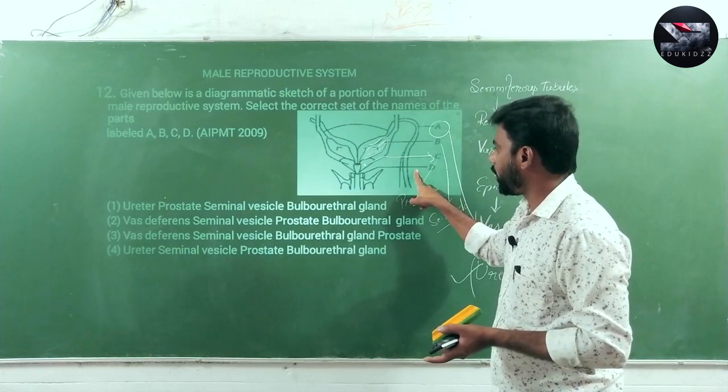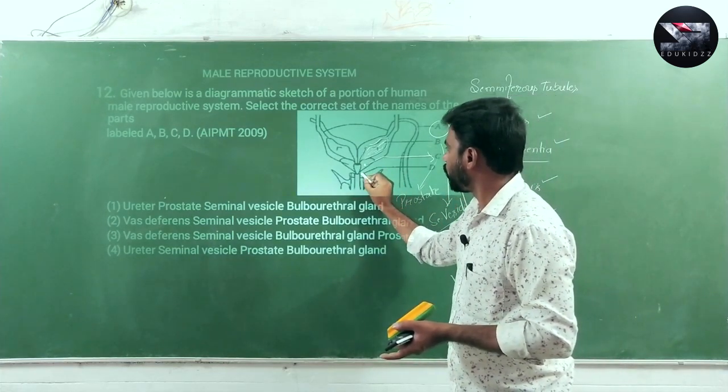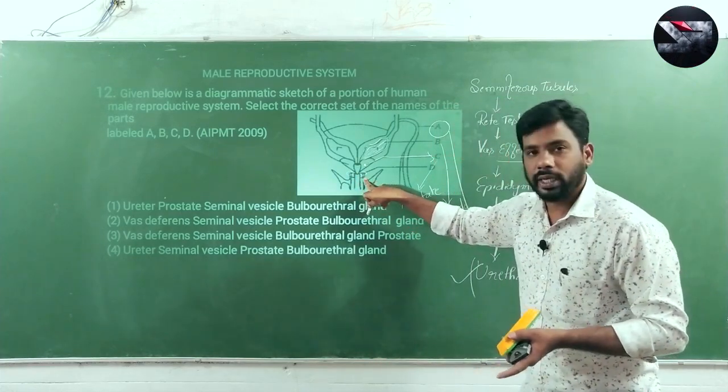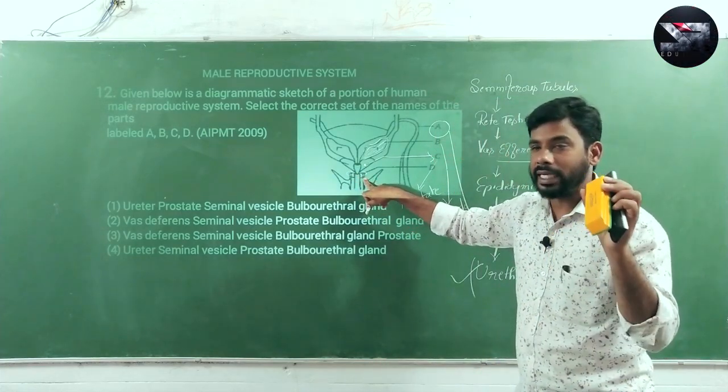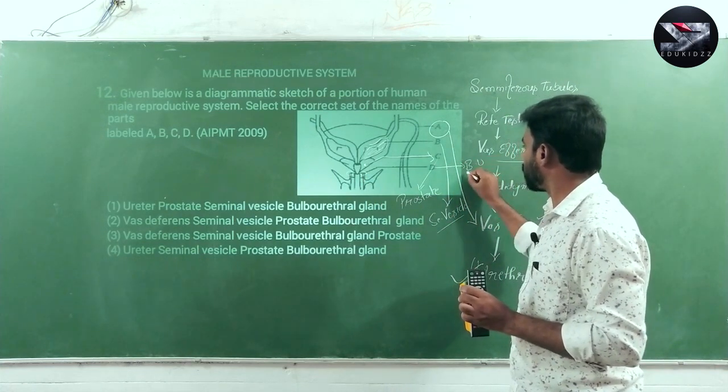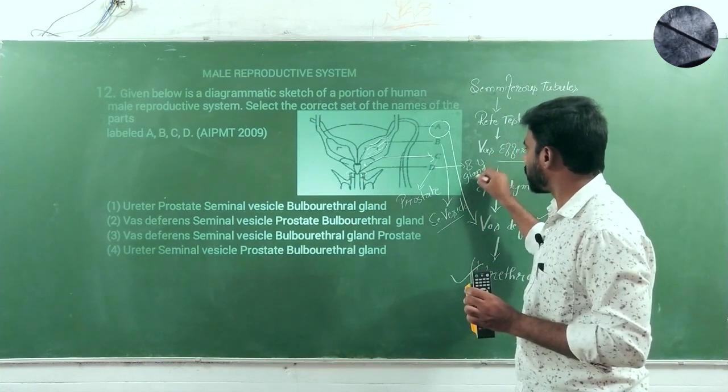And finally D. So here you can see this portion, this portion and this portion is the D. Here there is a pair of small pea sized glands. So the D is the bulbourethral gland or Cowper's gland.